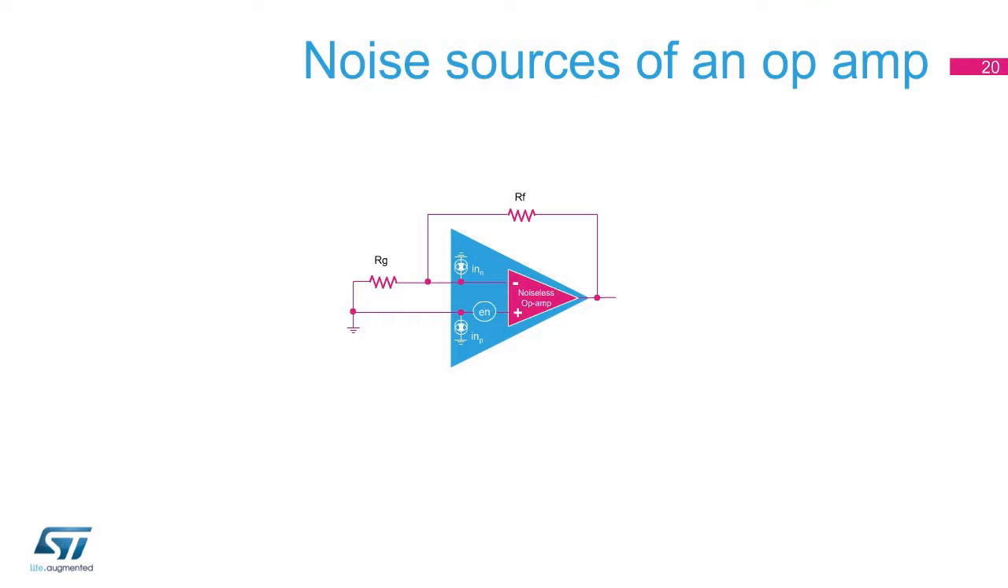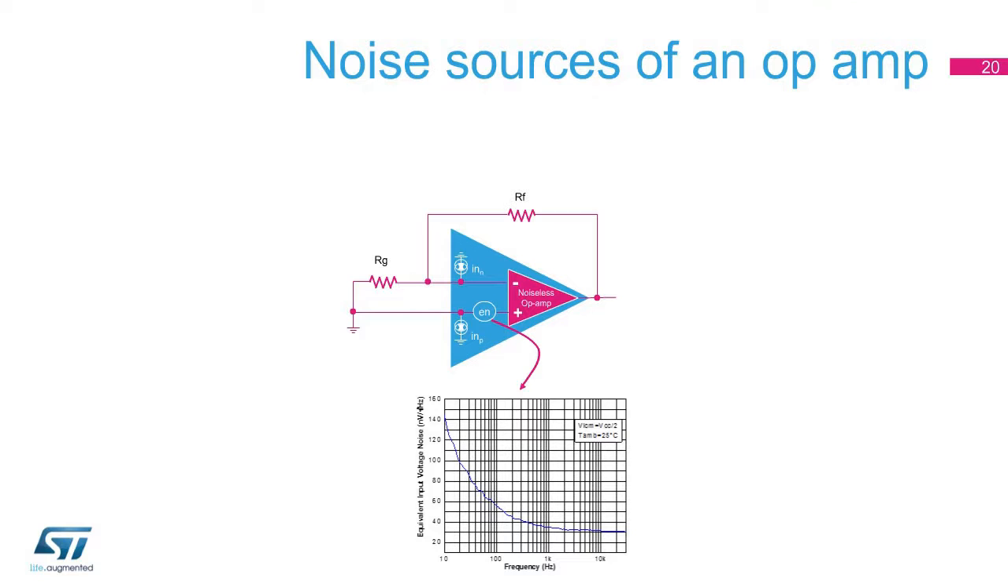2 other sources of noise can be added due to the gain resistances RG and RF. These noise sources can be expressed as a spectral density in nanovolts per square root hertz for voltage sources, or picoamps per square root hertz for current sources, which can be seen as the noise energy at a given frequency, or as an RMS value for a given bandwidth. Let's have a look at each noise source.